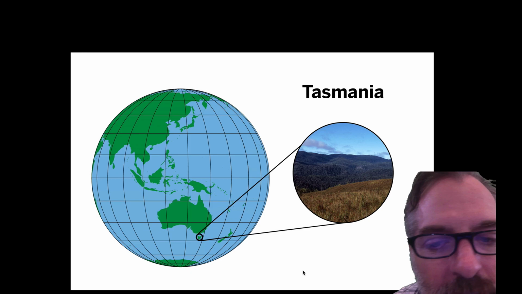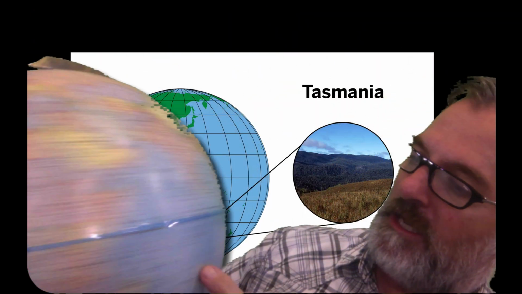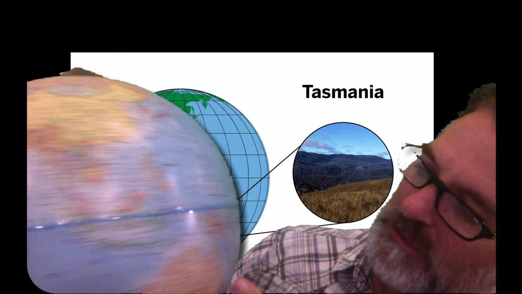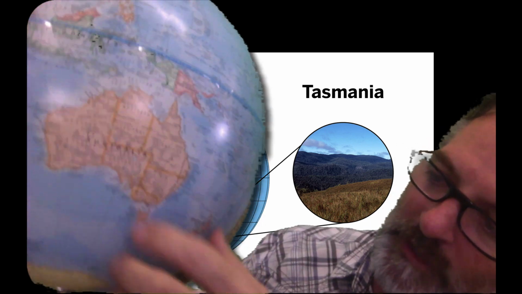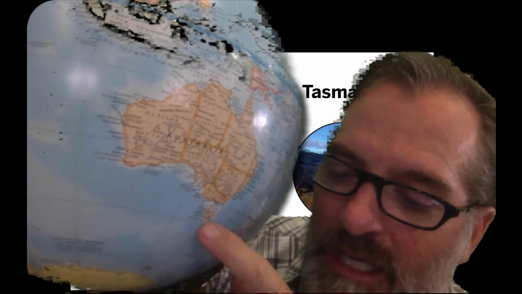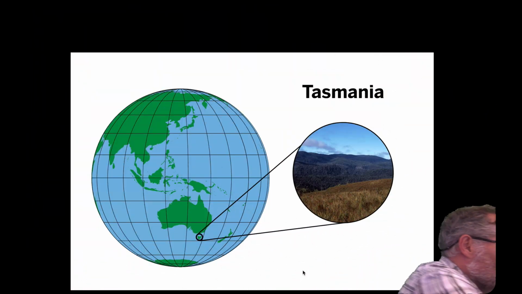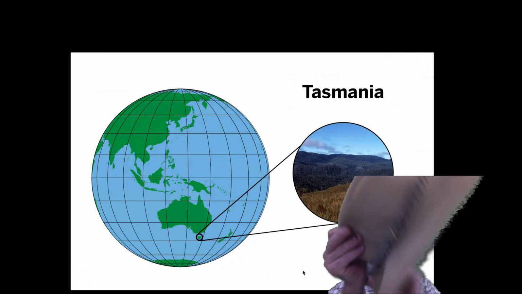So let me get my little globe right here. I don't know if you can see this. Here's our globe. And there we go. Here's the continent of Australia. And right below that is Tasmania. So that is from the land down under. I've been there a couple times. I've got my little hat.